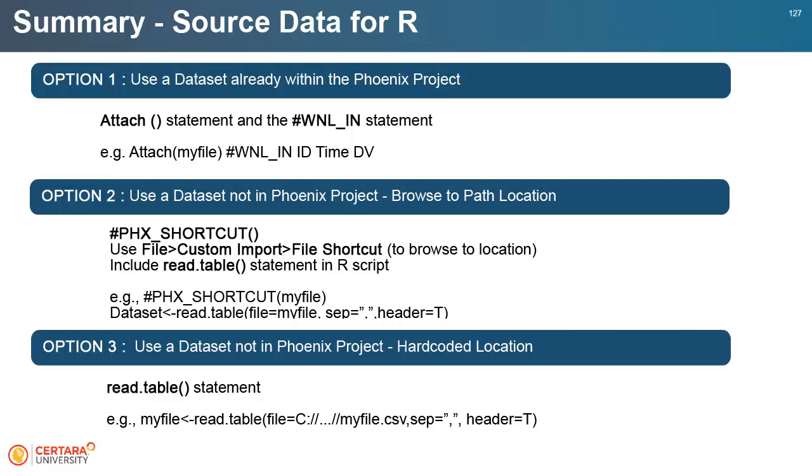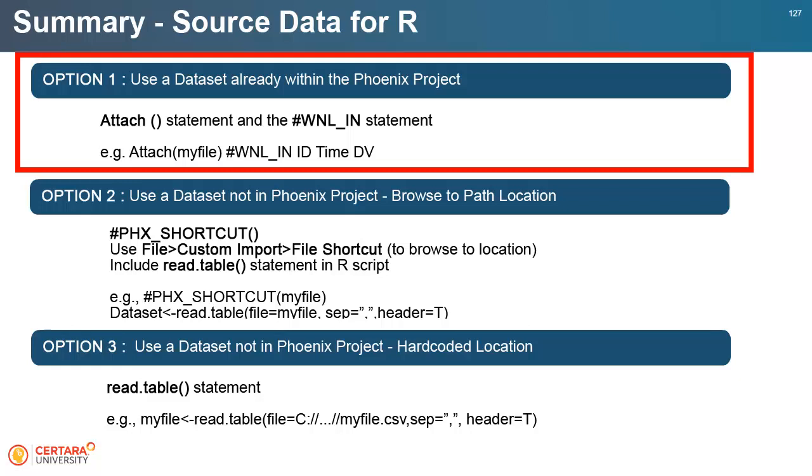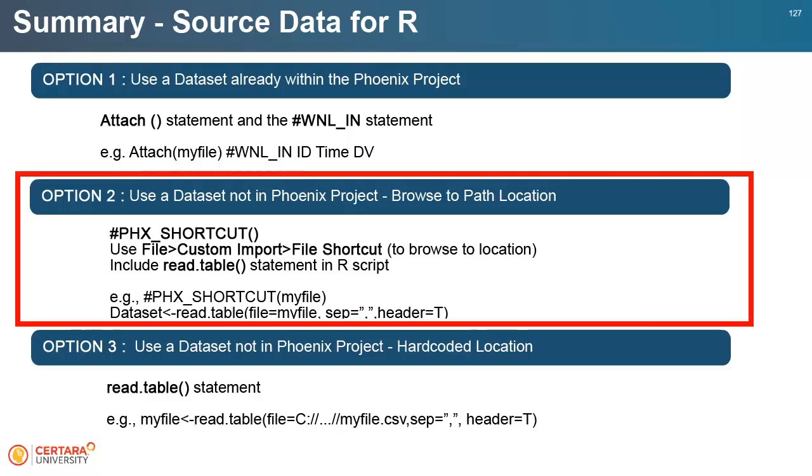In this module, we have learned how to run our scripts within Phoenix as part of a workflow, and thus being able to track the status of the script. We have shown 3 ways of linking the input data to the R script. The first option allows users to use a dataset already in the Phoenix project. This utilizes the attach statement and the WNL_IN. The second option is to use a dataset that may be too large to include in Phoenix, but that you want to browse to.